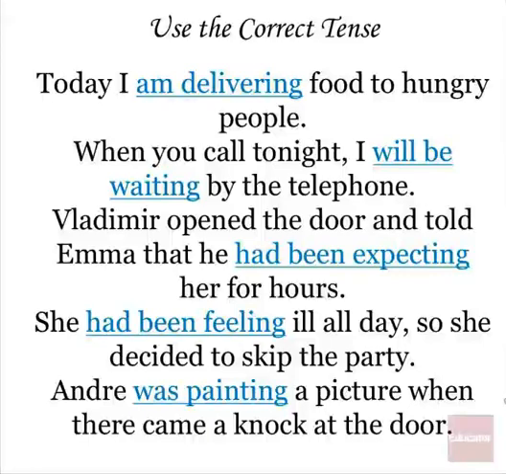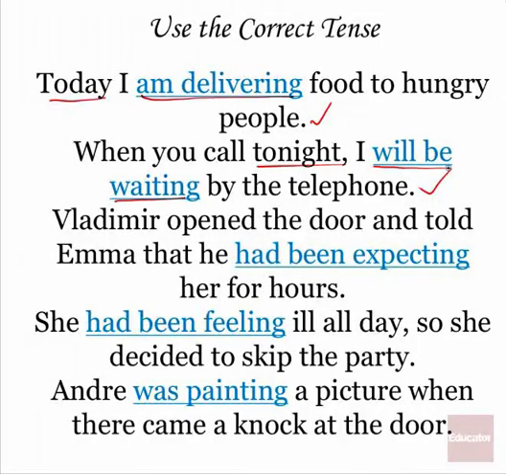All right, today I am delivering food to hungry people. Am delivering is your answer, and today was your indication. It's present progressive, it's ongoing, it's what I'm doing today. When you call tonight, I will be waiting by the telephone. Tonight was your clue. You're talking about a future event, but waiting would be ongoing, so it's will be waiting.